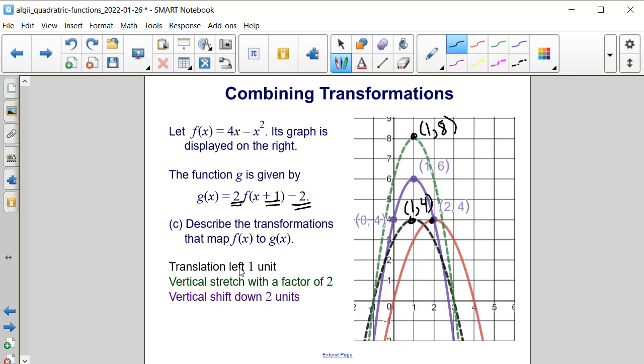So we went through a translation left 1 unit, a vertical stretch with a factor of 2, and then a vertical shift down 2 units to get from f of x to g of x.